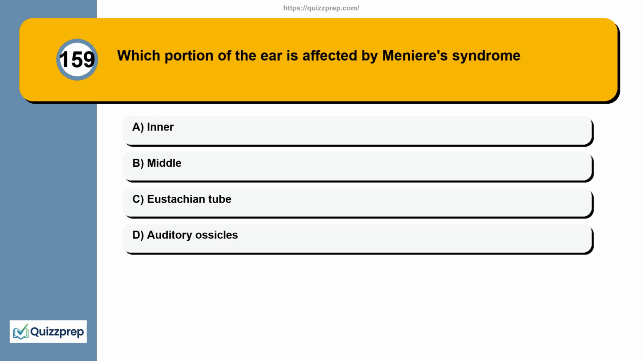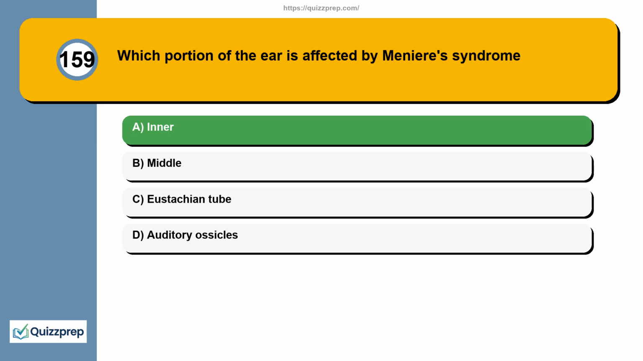Question 159. Which portion of the ear is affected by Meniere syndrome? Option A, inner. Option B, middle. Option C, eustachian tube. Option D, auditory ossicles. The correct answer is option A, inner.